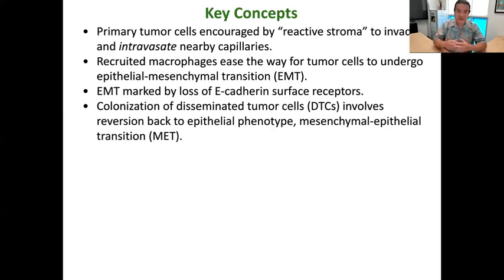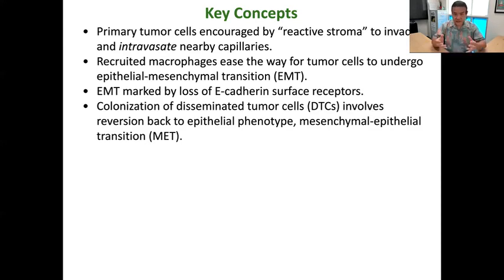Part of this is that the tumor learns, through stumbling upon different mutations, to recruit macrophages that remodel the surrounding tissue and importantly remodel the extracellular matrix. And by dissolving away things like the basement membrane, this helps encourage the carcinoma cells to undergo epithelial to mesenchymal transition, or EMT.